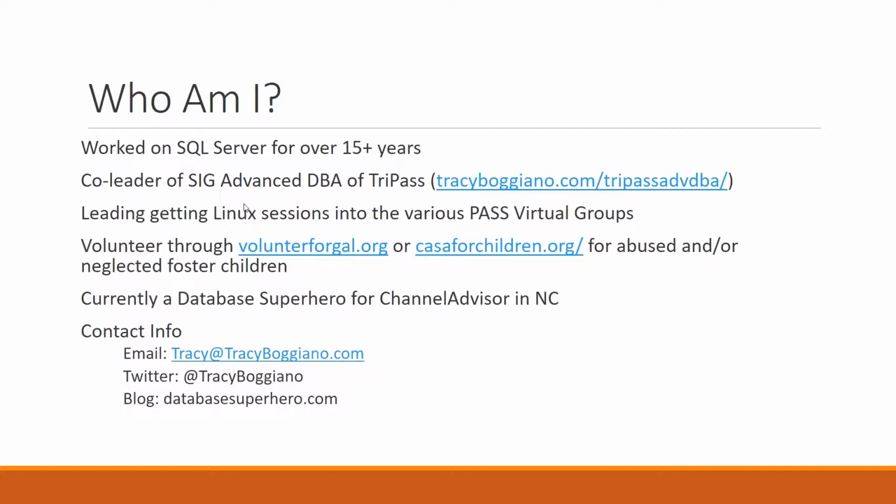I co-lead a special user group in Raleigh for advanced DBA topics. I'm leading getting Linux sessions into the virtual PASS groups as well, so people can learn Linux, even though it didn't make our list of stuff we wanted to learn today. Yeah, awesome Linux. Come on. We're going to have a PASS marathon on it as well. I'm working on that. I also volunteer in North Carolina as a guardian ad litem for foster children. The national program is CASA, but here in Virginia it's actually called guardian ad litem as well, from what I understand.